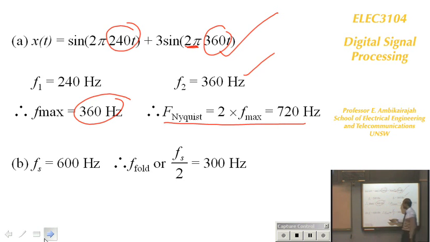But you are sampling at 600 hertz. So your folding frequency, half the sampling, is 300. Naturally, this one is going to be aliased, whereas this is fine. 240 hertz is fine. This is going to be aliased. If this is going to be aliased, how do we calculate that?